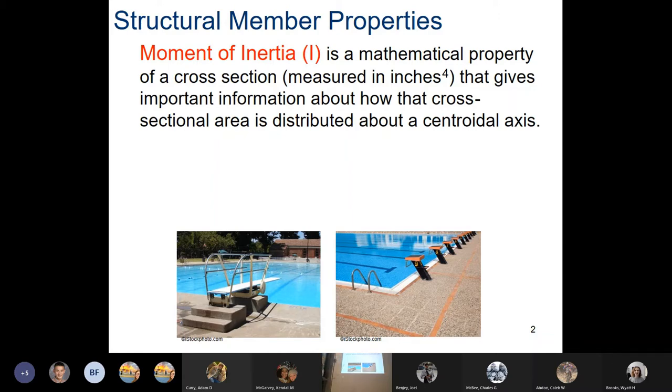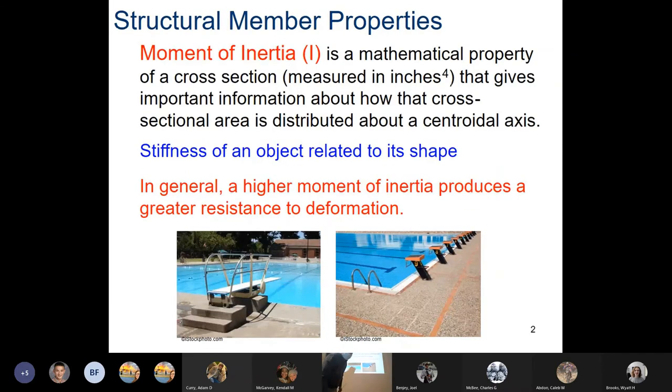You can write that down if you want, but really there's a simpler way to say it, which is it's the stiffness of an object. And the other part of this, it's related to its shape. So stiffness, the moment of inertia, we use the letter I. Moment of inertia is the stiffness. Right? It bends this way, but doesn't bend this way. Stiffness of an object related to its shape. Furthermore, the higher the number, the stiffer it is. So I'm going to give you a number for moment of inertia. If it's 100, 100 is better than 20. The higher the number, the more resistant, the stiffer it is, right? Greater resistance to deformation.